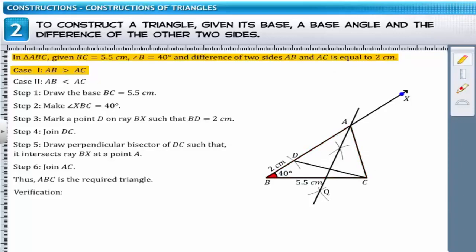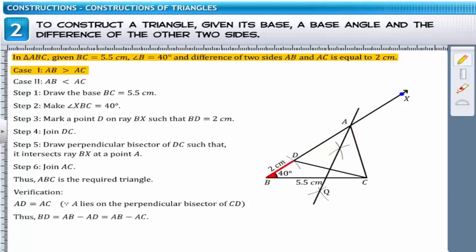We shall now verify whether the triangle we have drawn is the required triangle or not. AD is equal to AC, since point A lies on the perpendicular bisector of CD. Therefore, BD is equal to AB minus AC. The constructed triangle ABC is the required triangle.